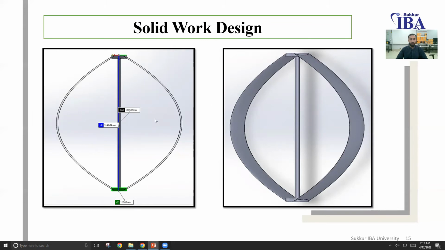After importing into SolidWorks, with the NACA 0018 coordinates, we have set the dimensions of the required wind turbine, and after setting the dimensions, we have designed this type of Teres wind turbine in SolidWorks.